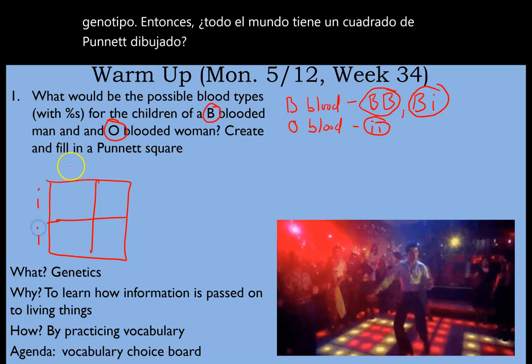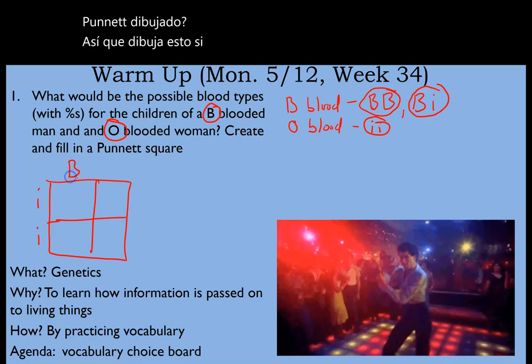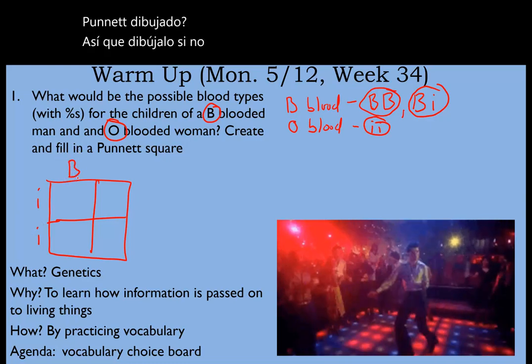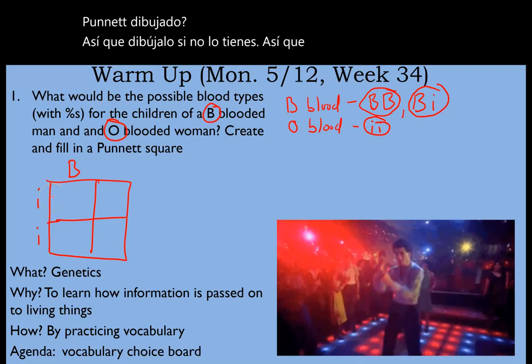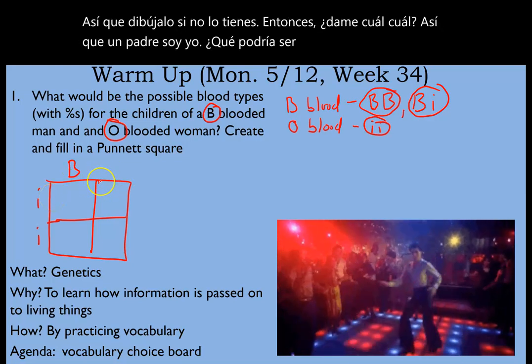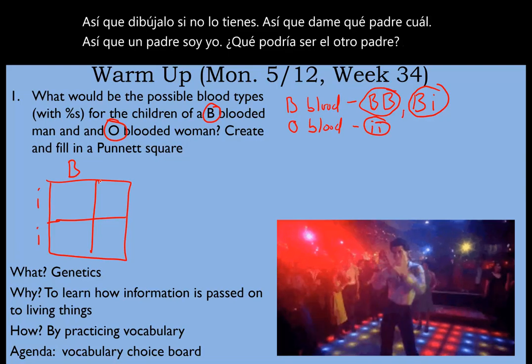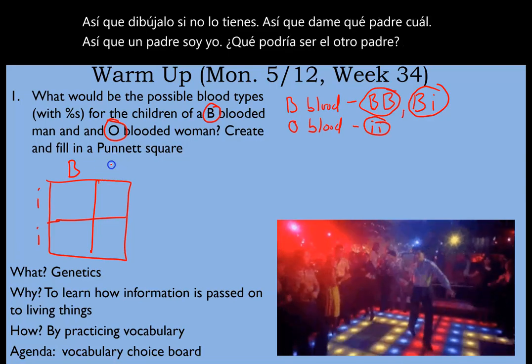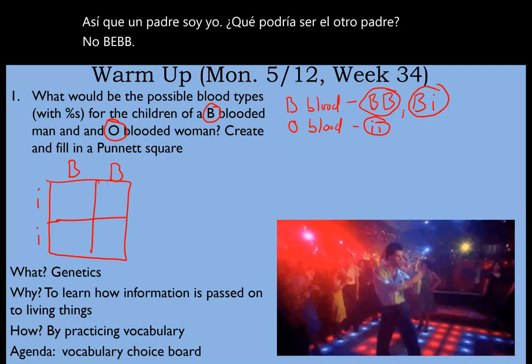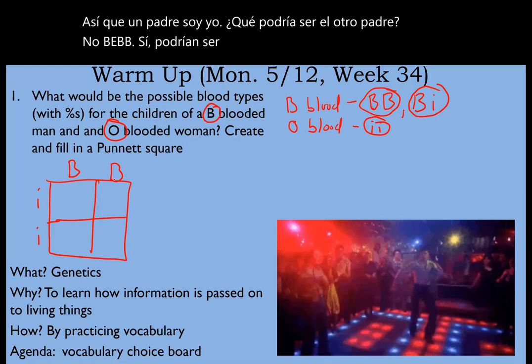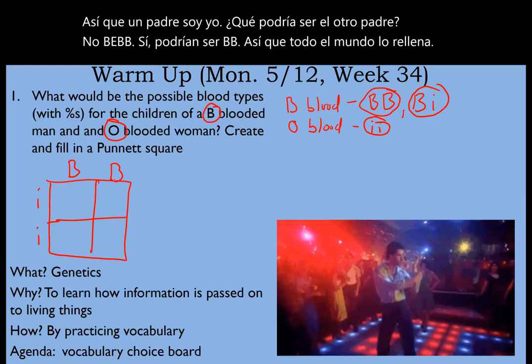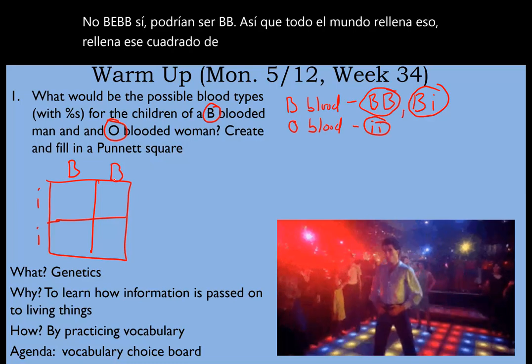So draw this if you don't have it. So give me which parent. So one parent is ii. What could the other parent be? BB. Yeah, they could be BB. So everybody fill that out. Fill out that Punnett square for me. Draw that and then fill it out. Fill out what letters go in there.